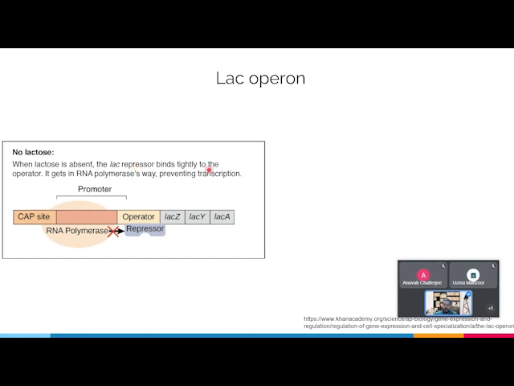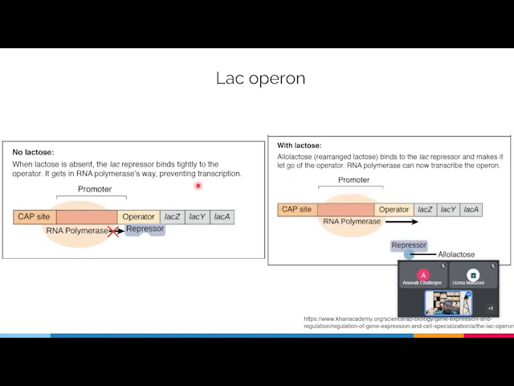When lactose is absent, lac repressor binds tightly to the operator, and this blocks the RNA polymerase's way, preventing transcription. But in case of lactose, after lactose metabolism it forms something known as allolactose. Allolactose binds to the repressor and does not allow the repressor to bind to the operator. And if there is no repressor binding to the operator, the RNA polymerase can happily bind to the promoter and start transcribing the lac Z, lac Y, and lac A genes present in the lac operon, and thus we have switch on of the lac operon in presence of lactose. This is how the lac operon works.